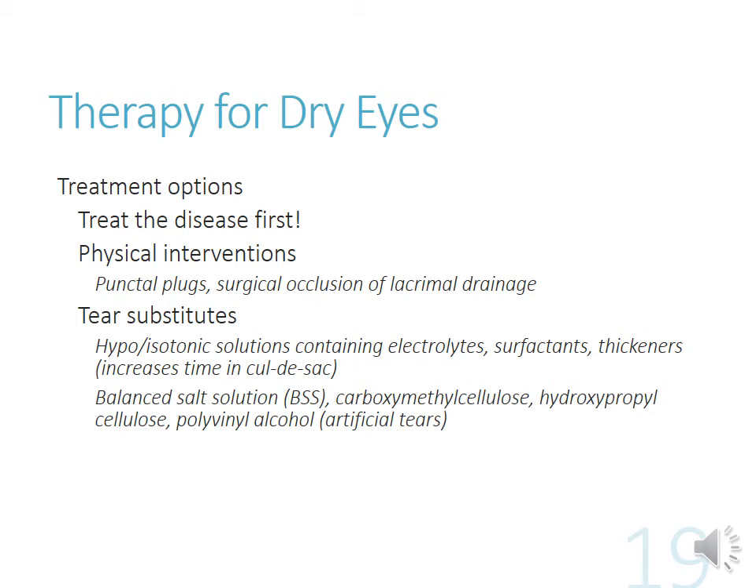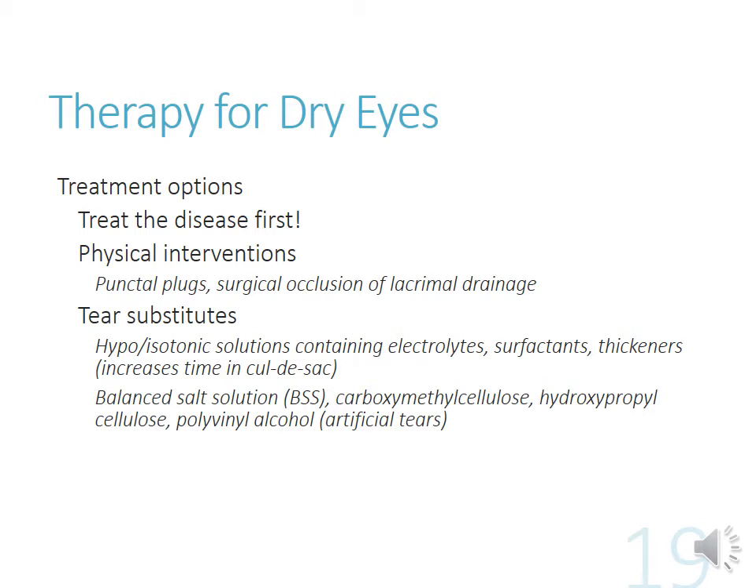So when treating dry eyes, the important thing is to first treat the disease. If we can deal with the disease state first and foremost, that'll oftentimes fix the issue with the eyes. But in the meantime, you may be able to do some physical interventions. We talked about this before, where you could do things like punctal plugs, or potential surgical occlusion of the lacrimal drainage. But the other way we can do it with medications is with tear substitutes.